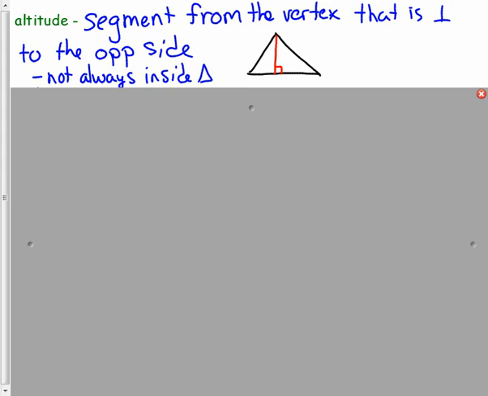But if I have some type of an obtuse triangle, like say this one, if I'm drawing it from this point, what happens is I need to extend this side out in order to draw such that I am perpendicular. This is still the altitude. It's still the height, if you will, of that triangle. It's just that the altitude is outside. That's fine.